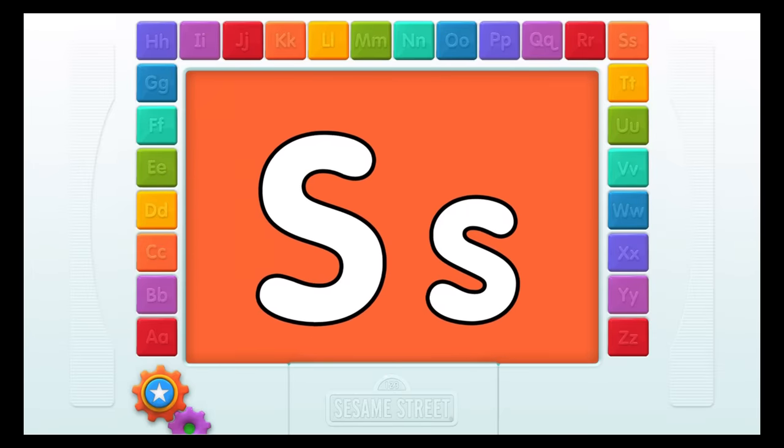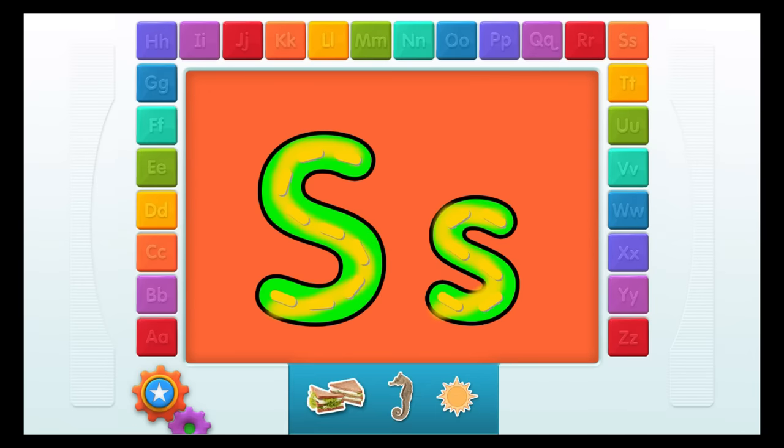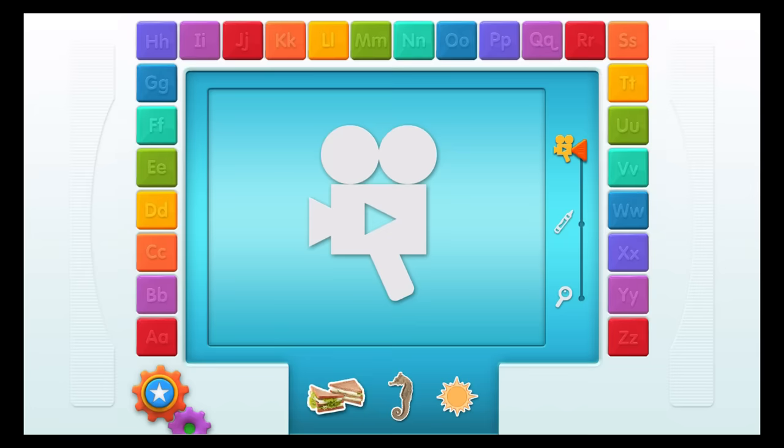S! Elmo loves this letter! Draw the letters with your finger! Make the lowercase letter. S. You did it. Go ahead. Touch something.